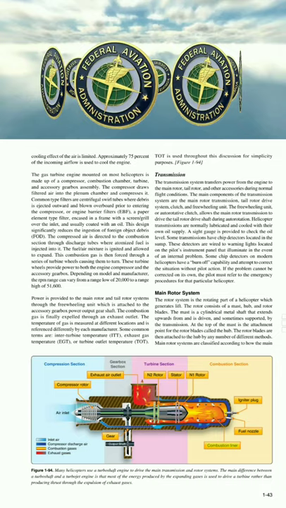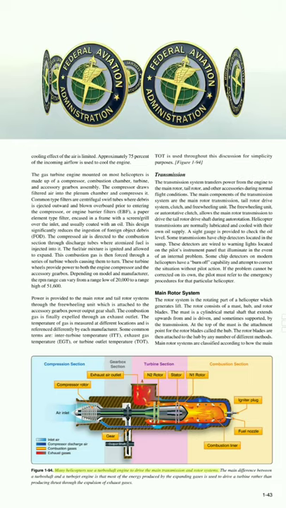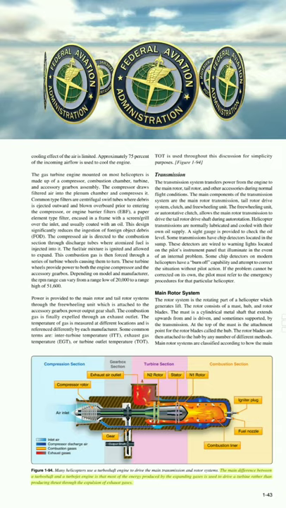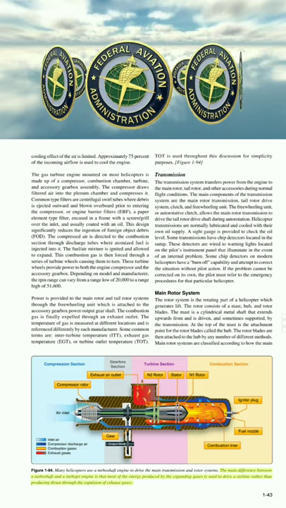Figure 194. Many helicopters use a turboshaft engine to drive the main transmission and rotor systems. The main difference between a turboshaft and a turbojet engine is that most of the energy produced by the expanding gases is used to drive a turbine, rather than producing thrust through the expulsion of exhaust gases.